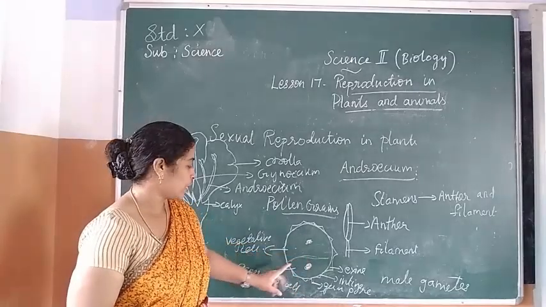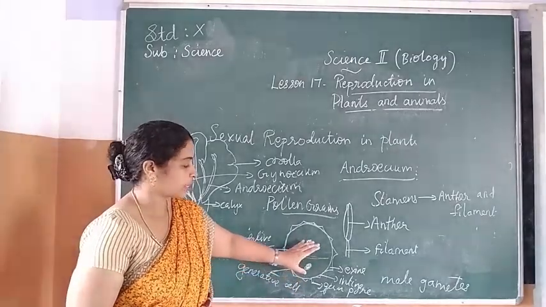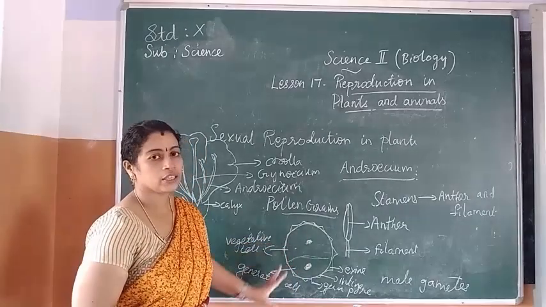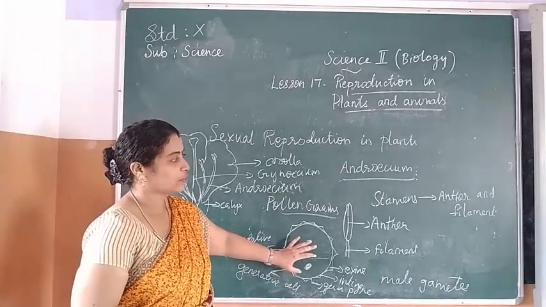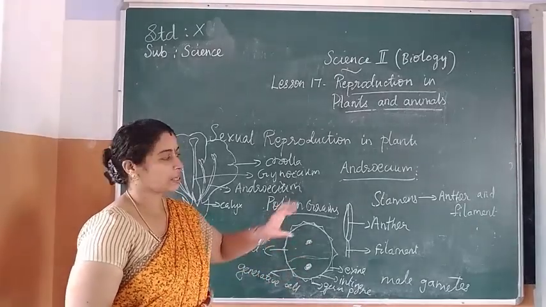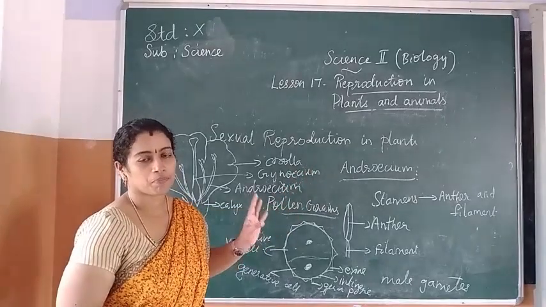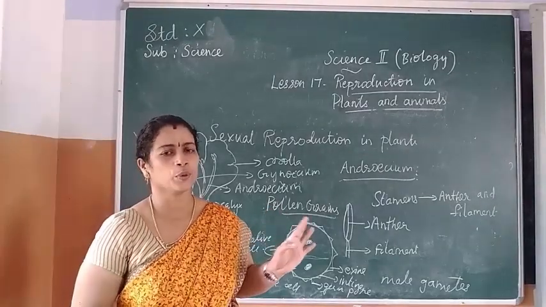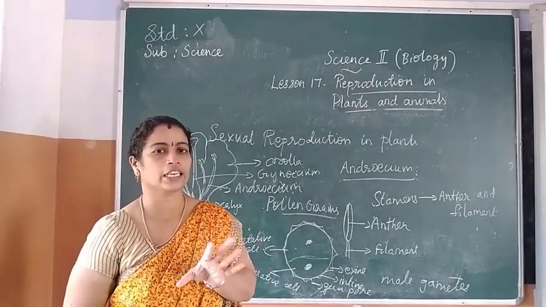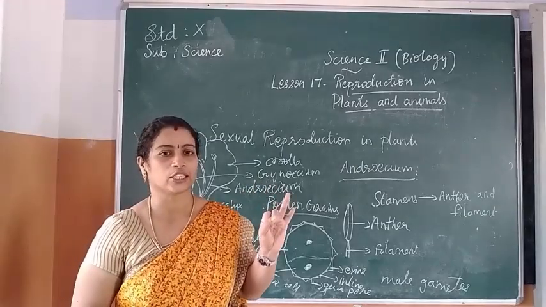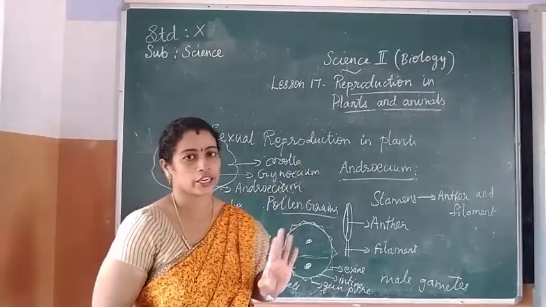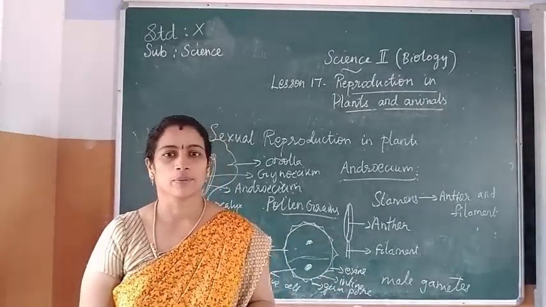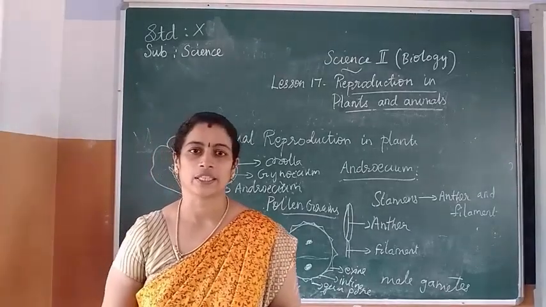The pollen grain consists of two types of cells: a smaller generative cell and a larger vegetative cell. So we have completed the male reproductive part. I have given the introduction about the male reproductive part of the flower, the androecium. Today we have learned about vegetative reproduction and asexual reproduction, and we have started sexual reproduction and studied the male reproductive part. Next class we will continue with the female reproductive part and how reproduction takes place. Thank you all.